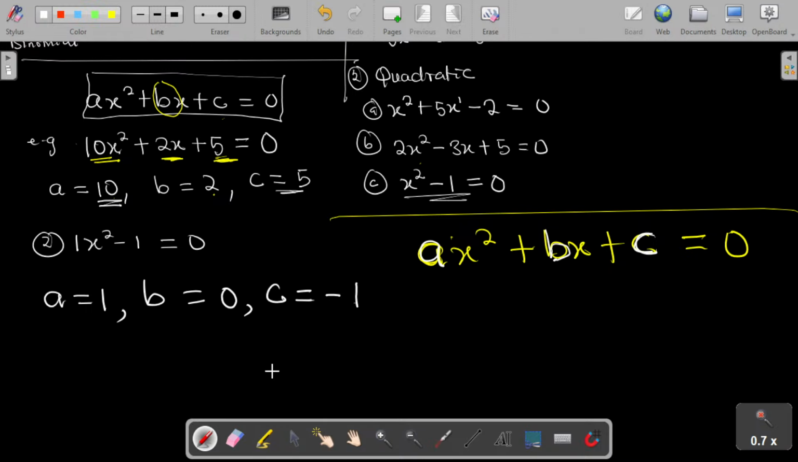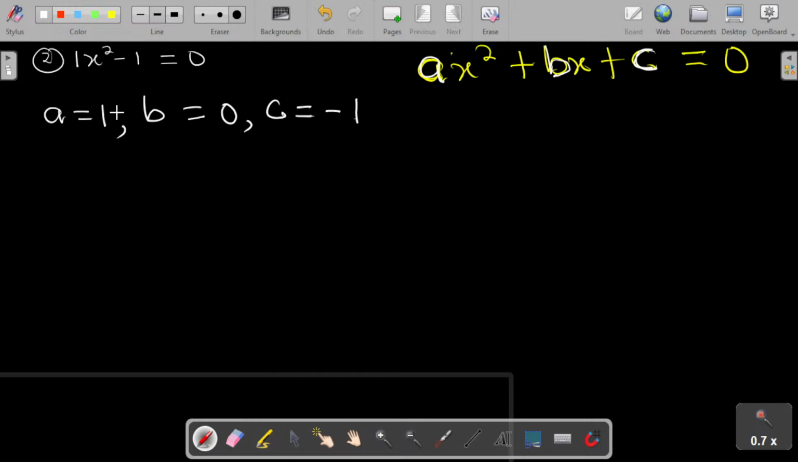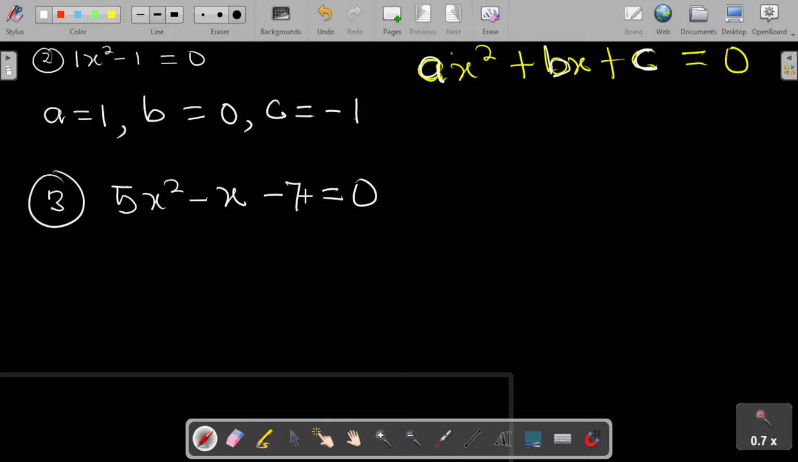Okay, so we can give other examples like that. Let's take another example. Assuming that you have something like 5x squared minus x minus 7 equal to 0. For this example now, what is our a? What is our a? As you hear me, you respond. For example 3, what is our a, b, c? Go ahead and put your comments.